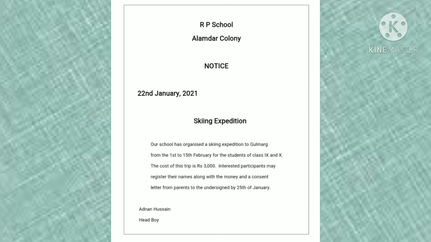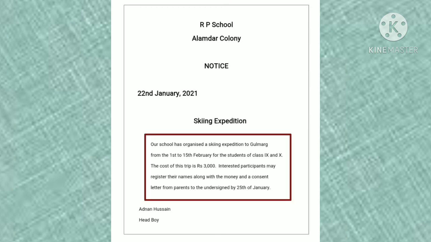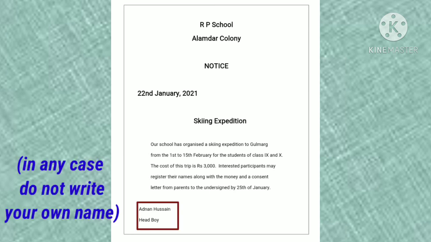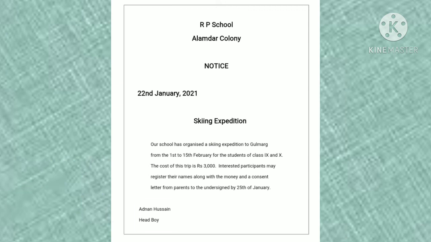So these are some details you can add. So this ends the body of the notice. After this, on the left hand side, you will write down the name of the person writing the notice. That is Adnan Hussain, and what is his designation? That you'll write down below. He is a head boy, and you can also add a signature there. So this is how we write down a notice.